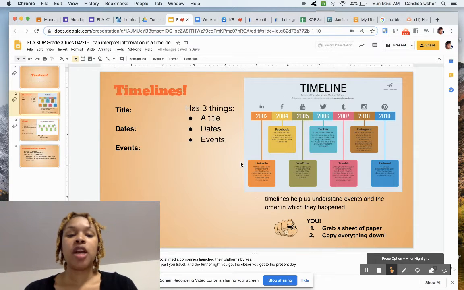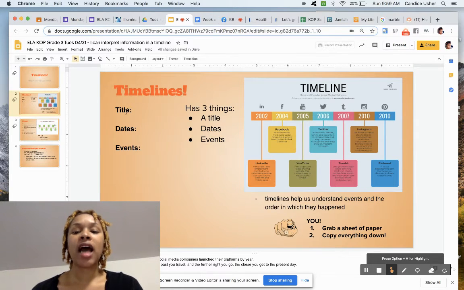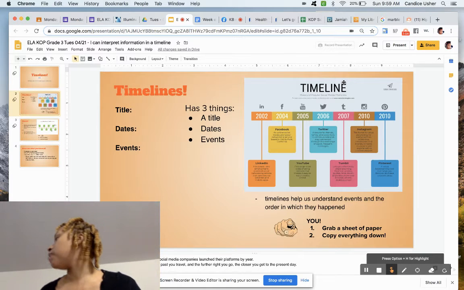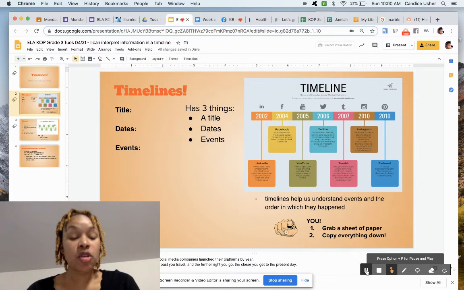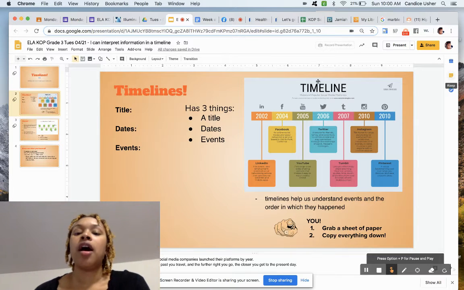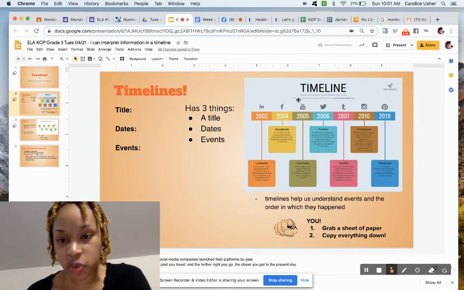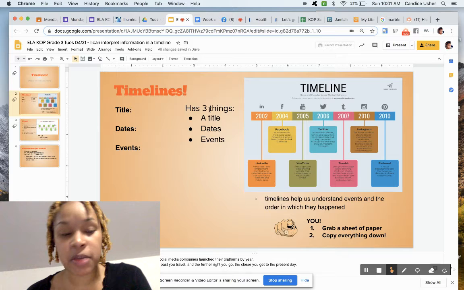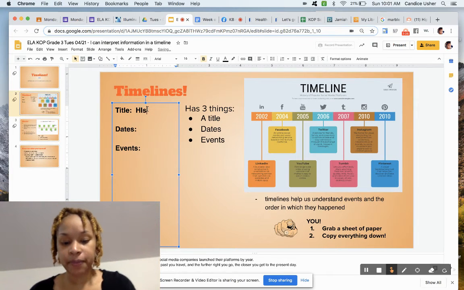All right. So now that you've copied everything down, we're going to talk about the three things that we see on this timeline. The title is actually right under the word that says timeline. The title for our timeline is right under this word that says timeline. It actually says history of popular social media platforms. So that will be the title of this timeline.